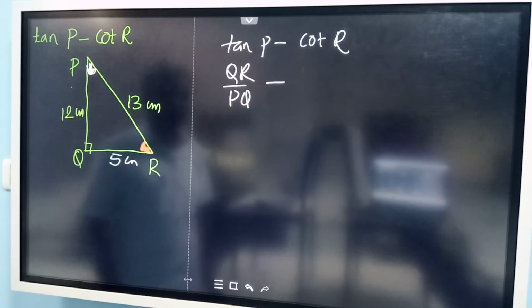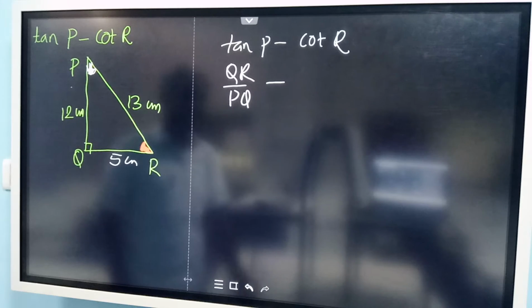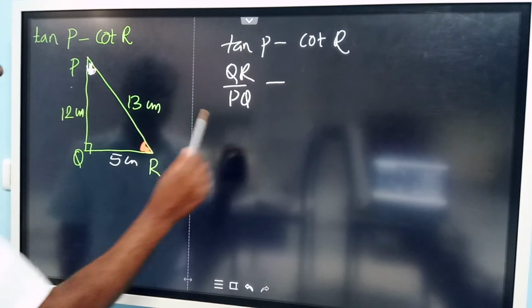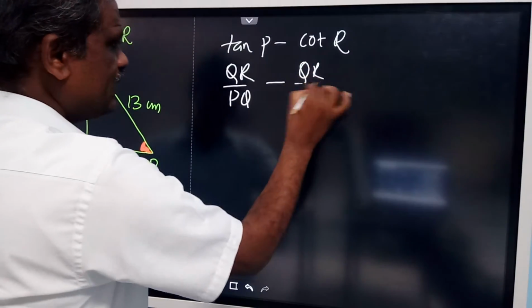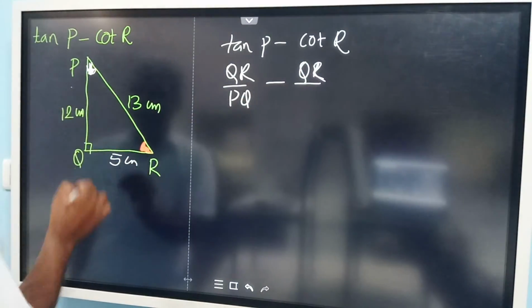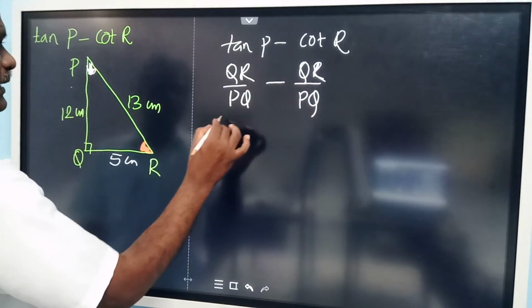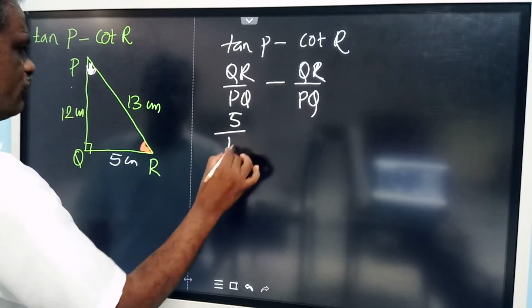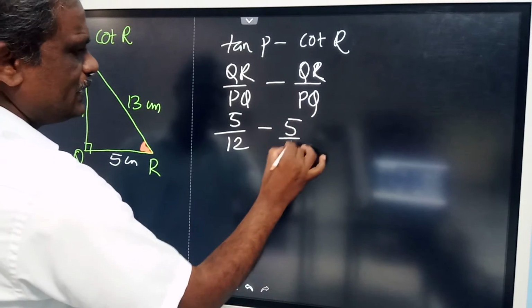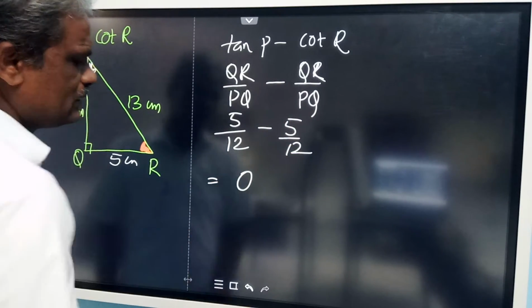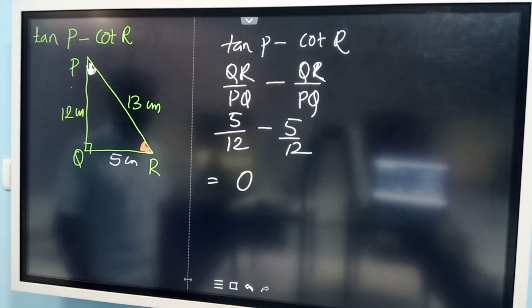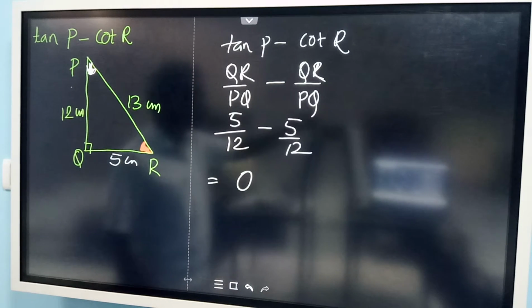Side by opposite side. Adjacent side by opposite, the reciprocal of tan. Adjacent side here QR minus opposite side here PQ. See now, QR here is 5 by 12. This also is 5 by 12. Your answer is 0, both are the same. So tan P minus cot R is equal to 0.